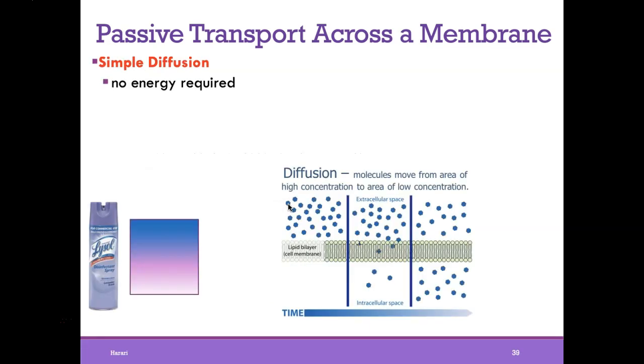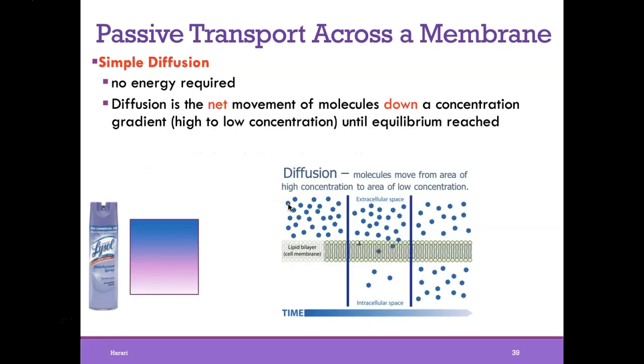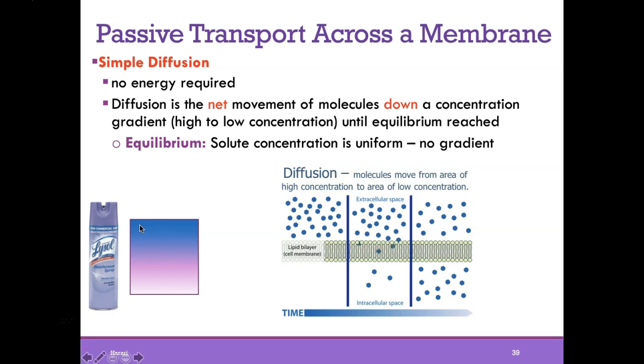Simple diffusion, again, no energy is required. That's the net movement of molecules down a concentration gradient, going from high concentration to low concentration until equilibrium is reached. And equilibrium is when the solute concentration is uniform. So that means there's no more gradient. So this is a gradient. It shows more concentration on top, and then it goes less on the bottom.